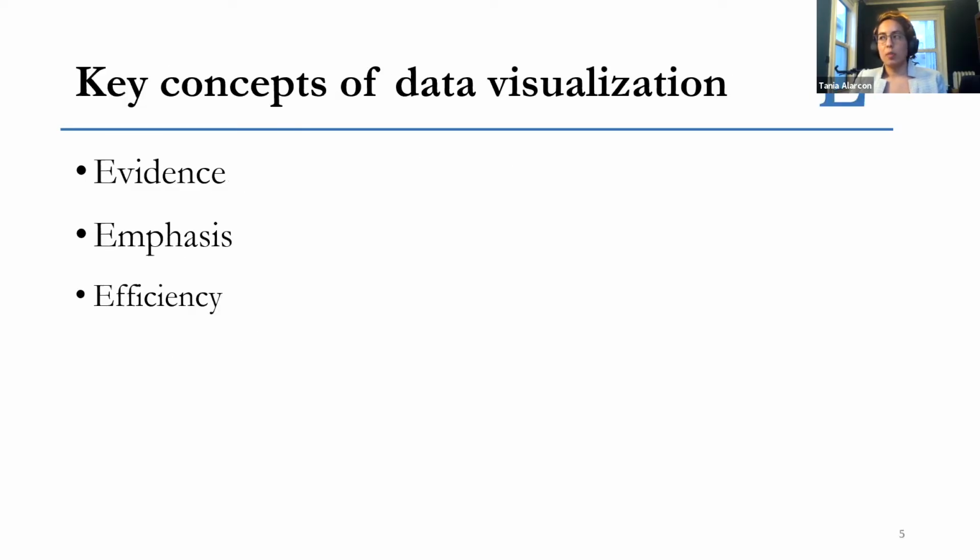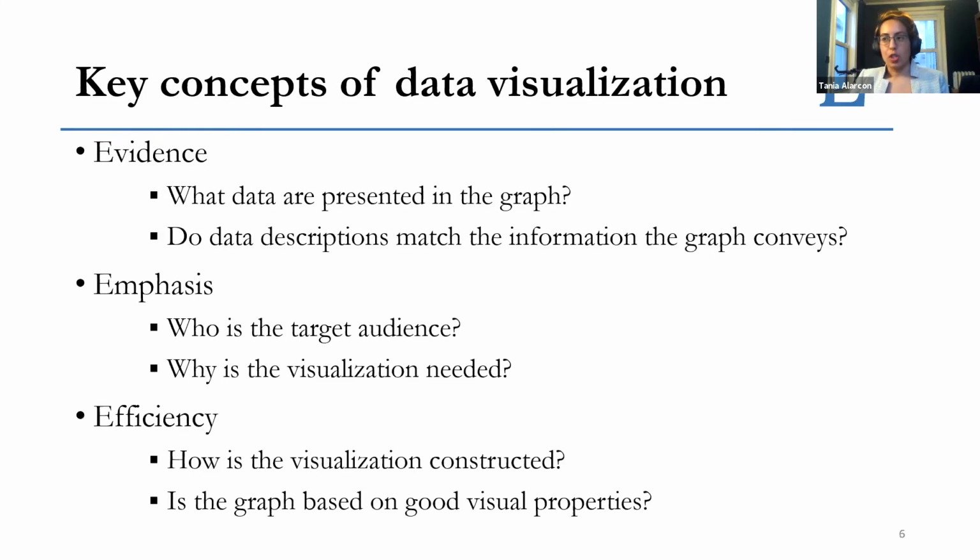Let's start with those key concepts that I mentioned, that E cubed, right? We talk about evidence, emphasis, and efficiency. What do I mean by evidence, emphasis, or efficiency? First of all, evidence is based on the underlying data that you're presenting in your figures. So the questions that you can ask when you see a visual are: what data are presented in the graph? Do these data descriptions match the information that the graph conveys? Where you're looking at how sound are the records that are being presented to us.